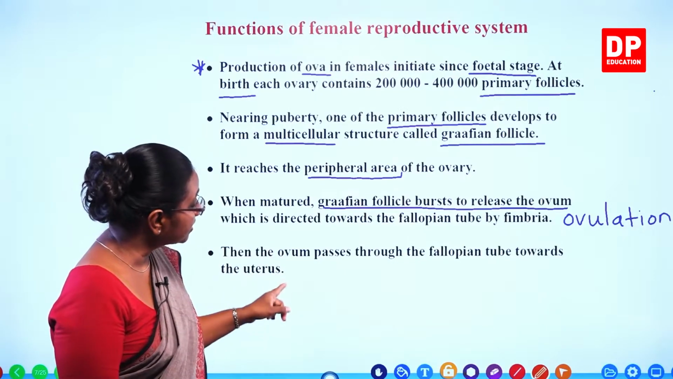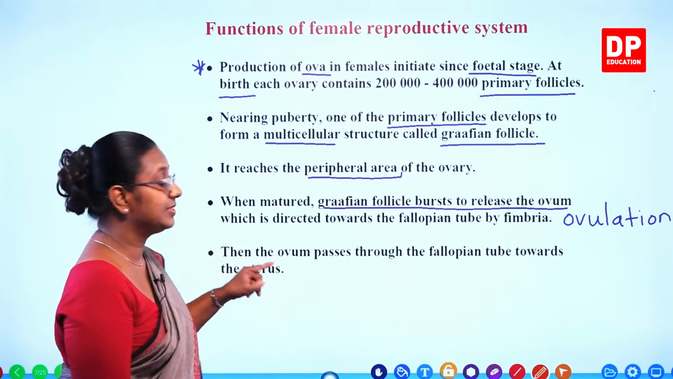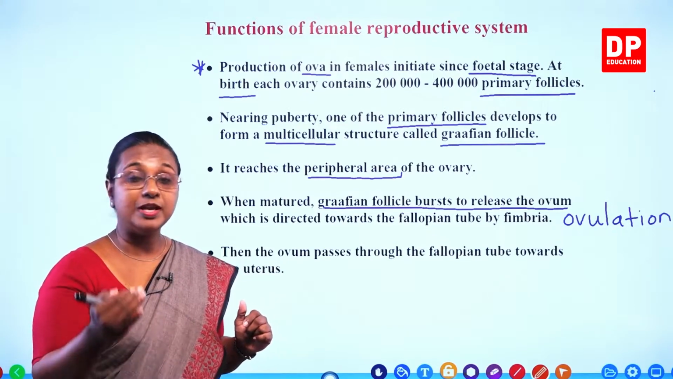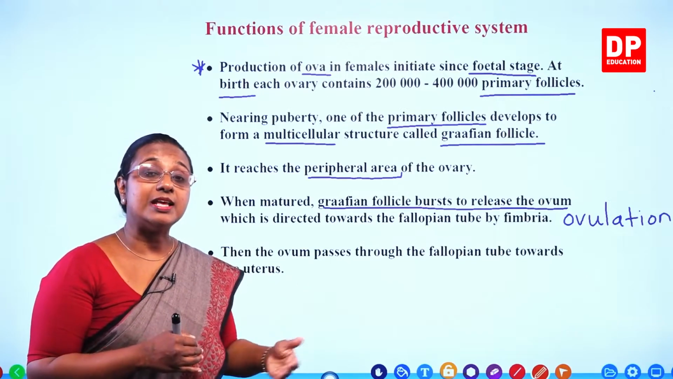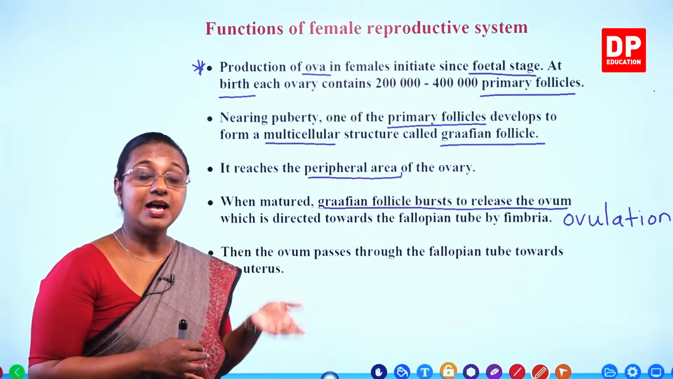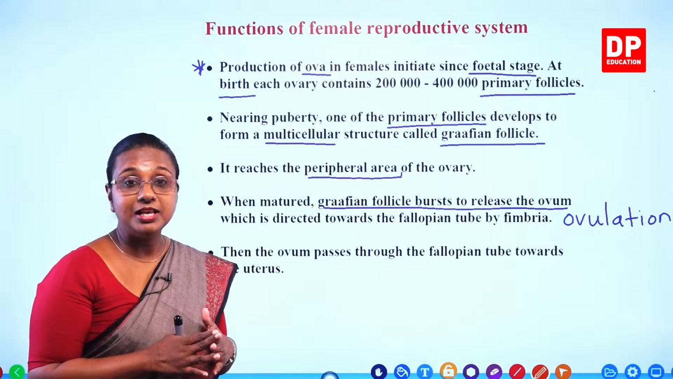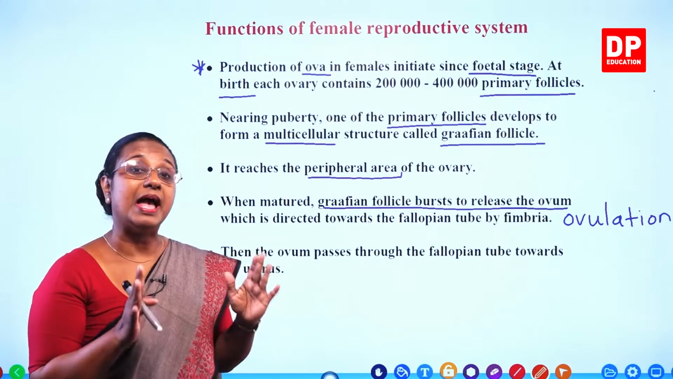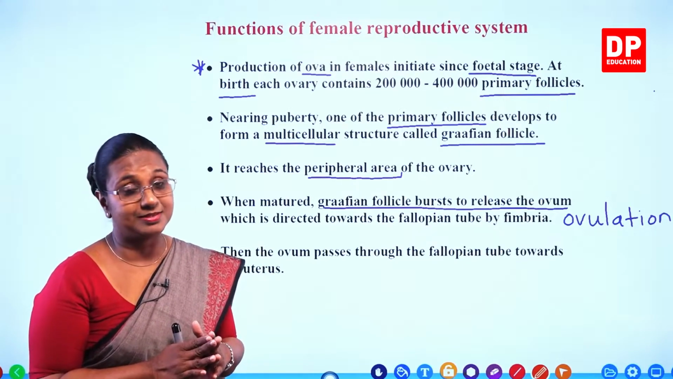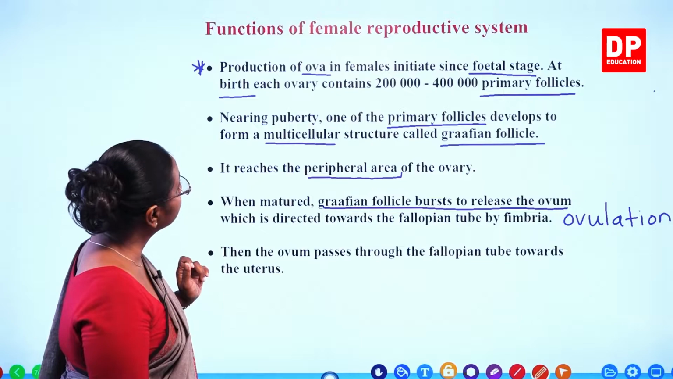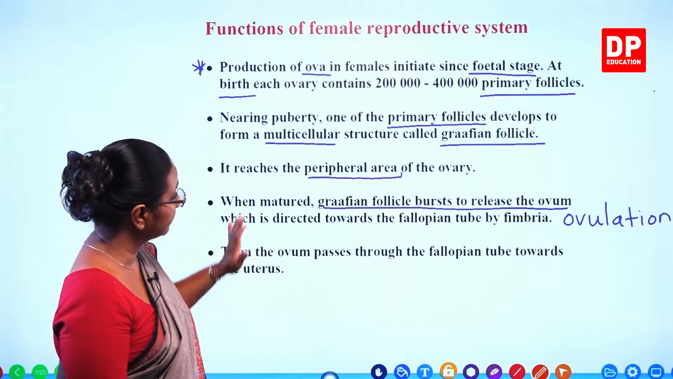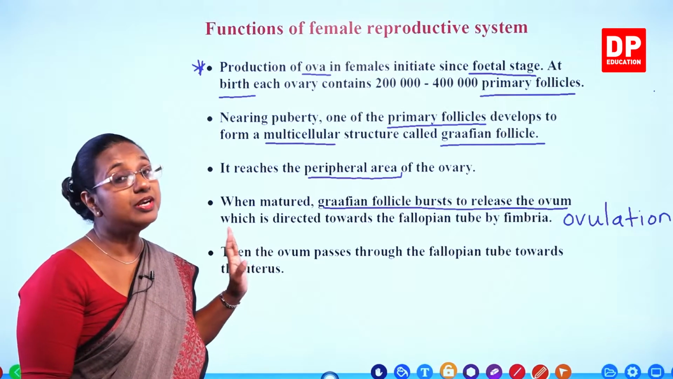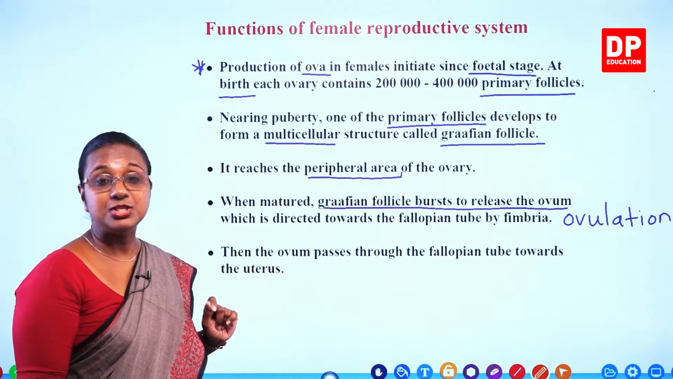Then the ovum passes through the fallopian tube towards the uterus. So as I said, the ovum will pass through the fallopian tube towards the uterus, whereas the sperms will enter the vagina, and there they will be traveling towards the fallopian tube. So there the sperm will meet the ovum and fertilization can take place. So that is the function of the female reproductive system in general. But we will have to discuss this function in more detail, where we look at the menstrual cycle.